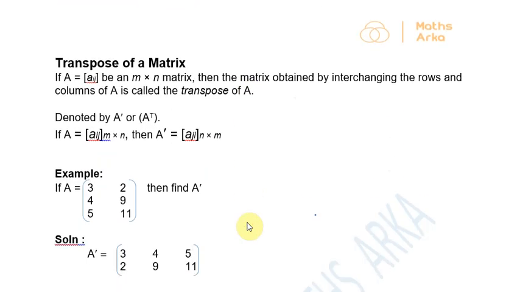Then the transpose of a matrix, denoted by A dash or A T: we just need to interchange the rows and columns and we get the transpose. Then properties: transpose of A transpose is equal to A, the original matrix. When K is a scalar, K remains the same. A plus B transpose is A transpose plus B transpose.